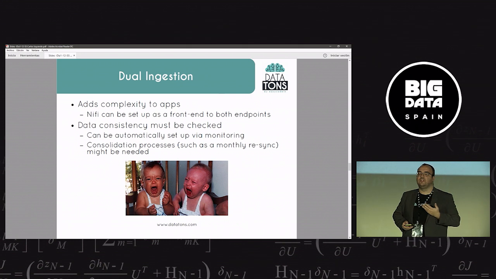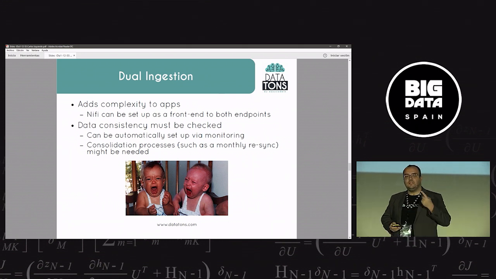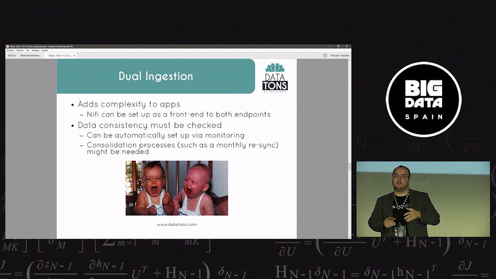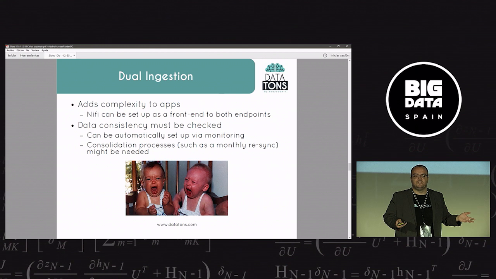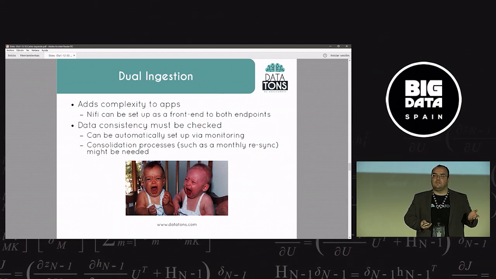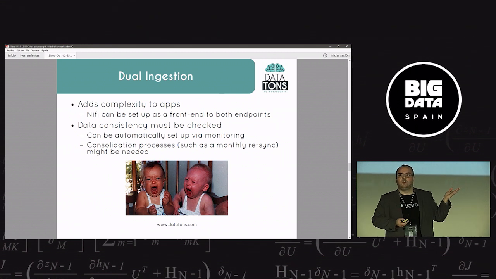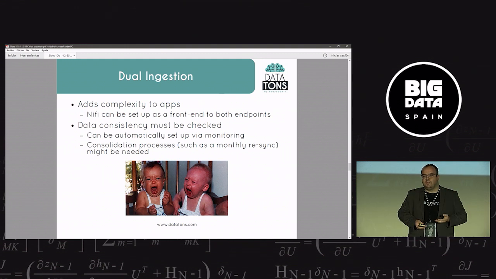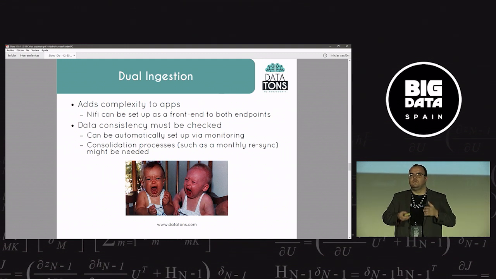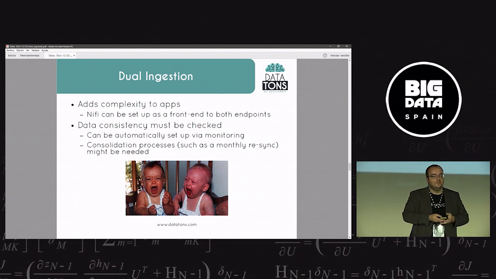Also, you may need to set up some kind of consolidation processes in case the data is different or gets out of sync at some point for any reason. The easiest example is just a monthly resync or something like that, but once you get enough confidence, you may not even need to trigger that every time, okay? But basically, and all of you who are parents will know, it's like having two kids. You have to keep an eye on them constantly, make sure that everything is okay, and take action only if needed, okay?